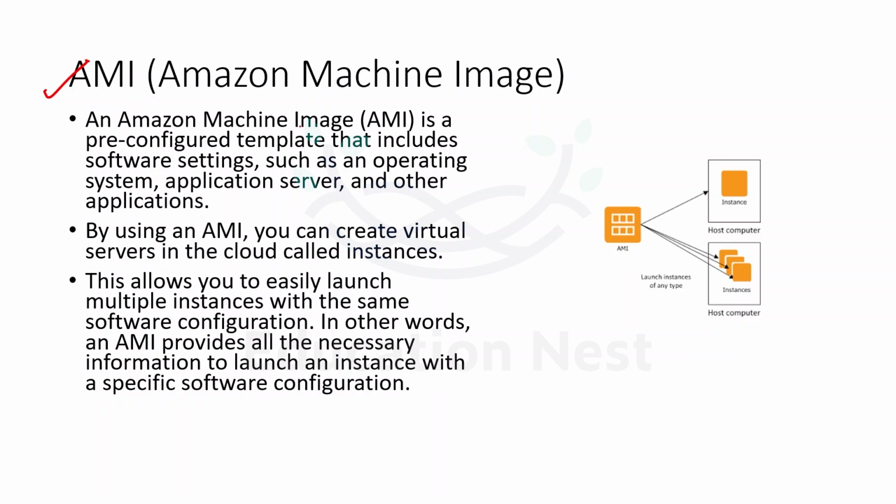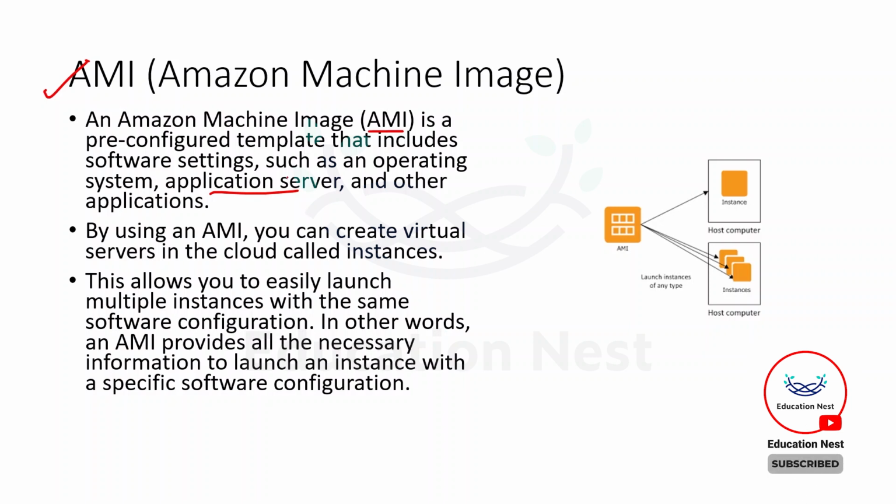So Amazon Machine Image is nothing but a template which allows us to deploy multiple EC2 instances, the same kind of EC2 instance. If I want to deploy them again and again, then I can create AMIs. These AMIs will include the operating system, the application server or any other application. So these are nothing but the blueprints, you can say, for creating the EC2 instances. You can create virtual servers in the cloud using the AMIs.